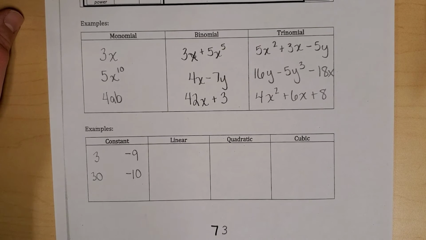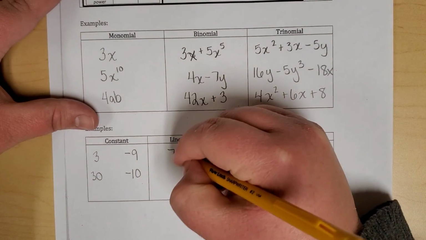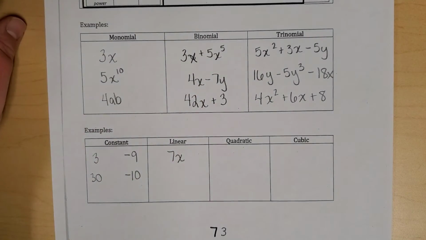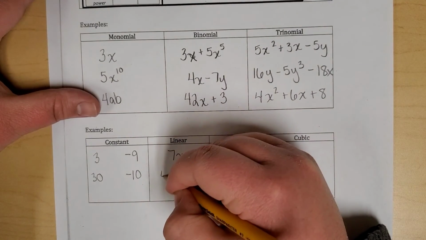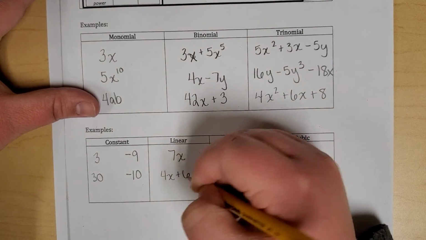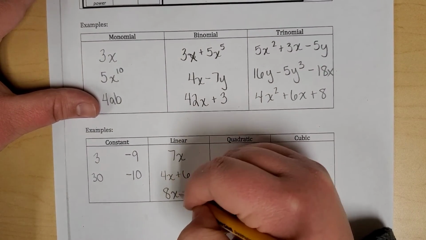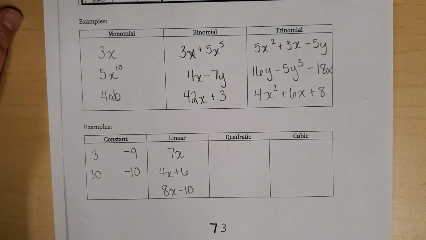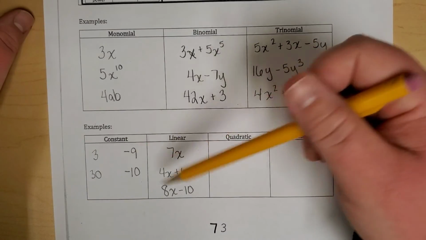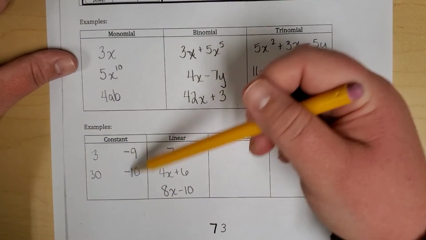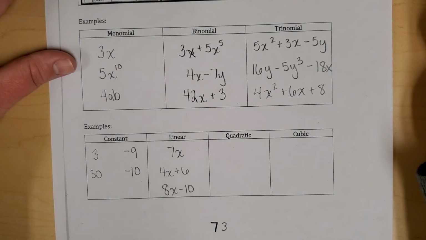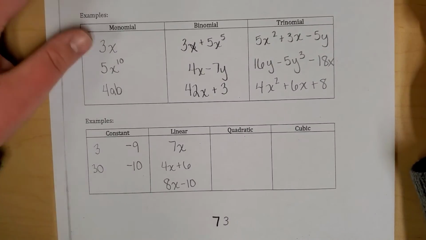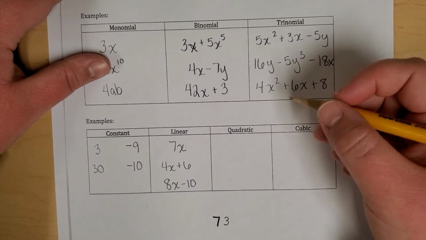Linear, on the other hand, means the biggest exponent is 1. So for example, 7x has an exponent of 1. I could also have 4x plus 6. I could have 8x minus 10. Any of those are going to be linear. It's important to note that I can't have more than 1 number going on for the constant because there can't be any variable. Okay? Quadratic means the biggest exponent is 2.